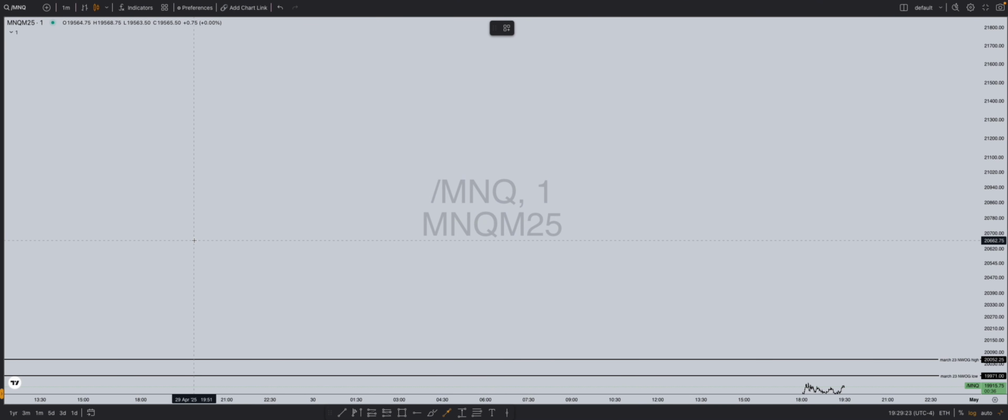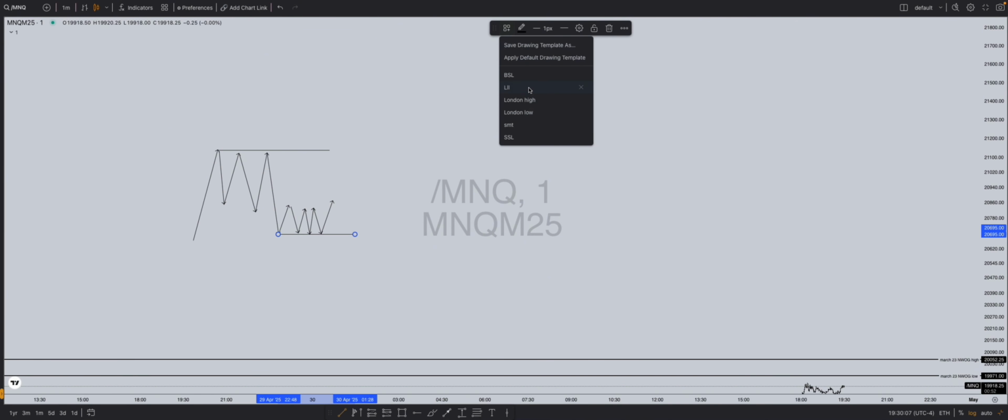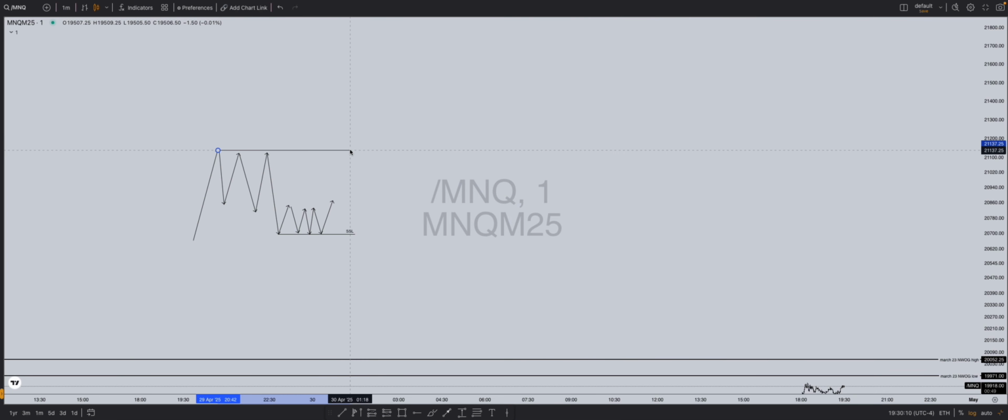So let's assume you have this kind of structure, right? A form of liquidity in terms of buy side right here and sell side right here. Okay, so you have sell side liquidity and buy side liquidity. Sell side liquidity in the form of equal lows, buy side liquidity in the form of equal highs. Okay, let's do this to make it a bit easier, like so.